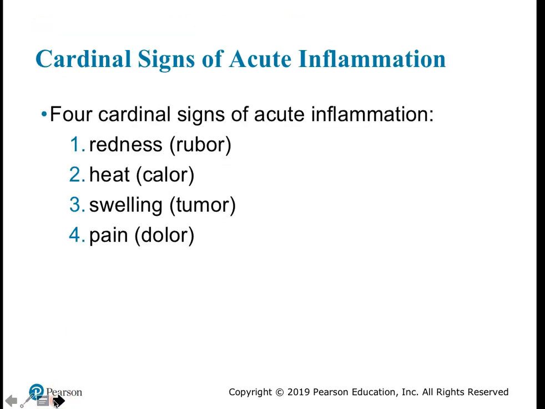All right, the cardinal signs of acute inflammation. Latin. Much of medical science is Latin-based, with a little bit of Greek, but mainly Latin. So rubor, calor, tumor, dolor are all Latin for redness, rubor; heat, calor; swelling, tumor; and pain, dolor. So redness, heat, swelling, and pain are the four cardinal signs of acute inflammation.